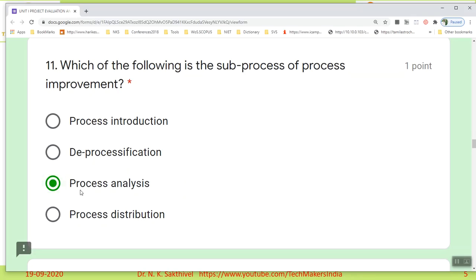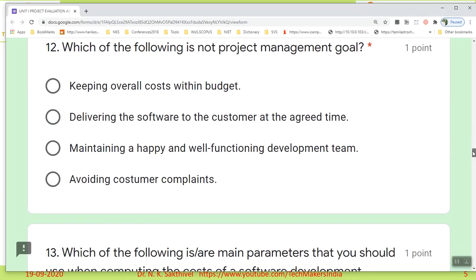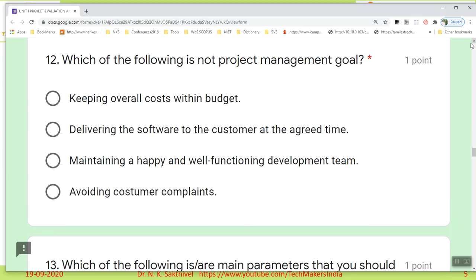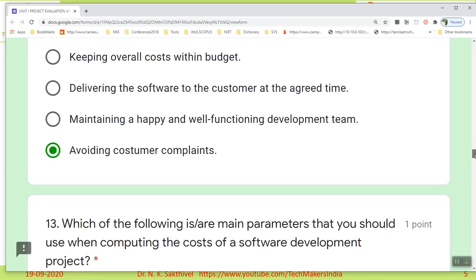Process analysis, because we wanted analysis, because of analysis we can improve. 12th question, which of the following is not a project management goal? Keeping overall cost is a management goal, delivering is a management goal, maintaining happy is a management goal, avoiding customer complaint. So avoiding customer complaint, obviously, is not a project management goal.